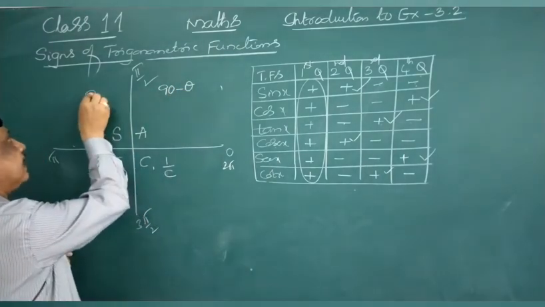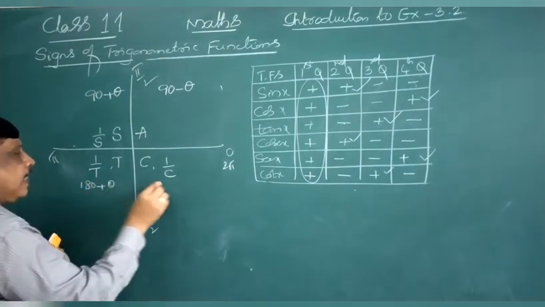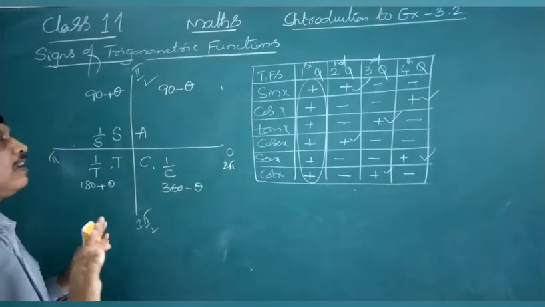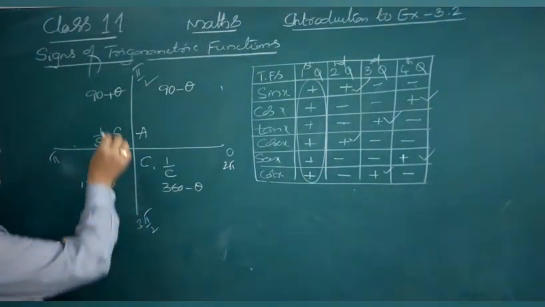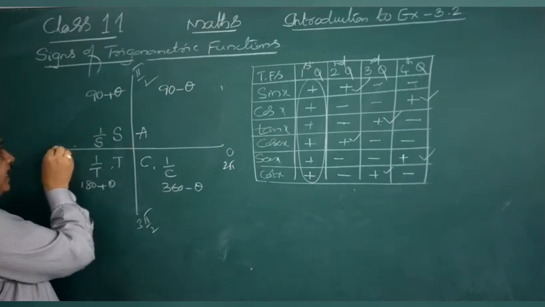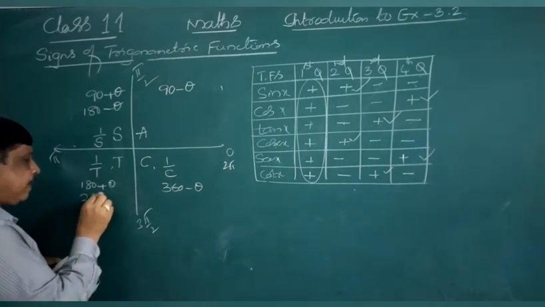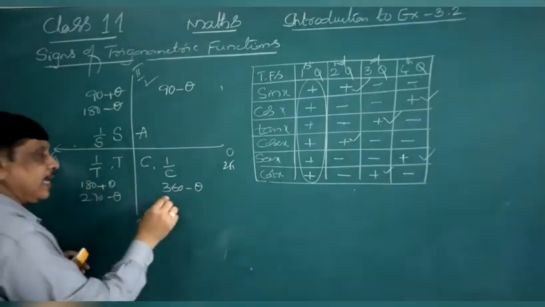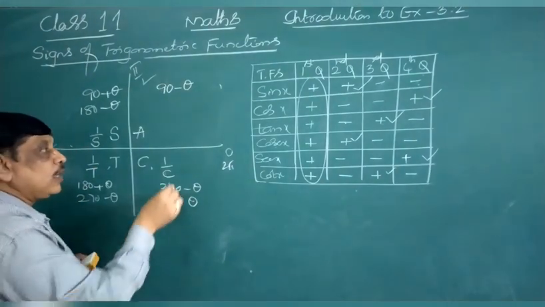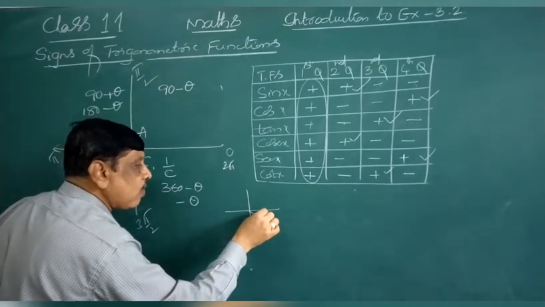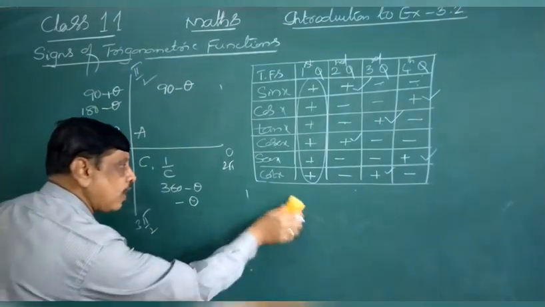Roughly, the first quadrant angles are 90 minus theta. Second quadrant angles are 90 plus theta. Next, 180 minus theta also lies in the second quadrant. Next, 180 plus theta and 270 minus theta are called third quadrant angles. Next, 360 minus theta is a fourth quadrant angle. Suppose you measure the angle in the clockwise direction, we use the minus sign. Then minus theta is also a fourth quadrant angle.